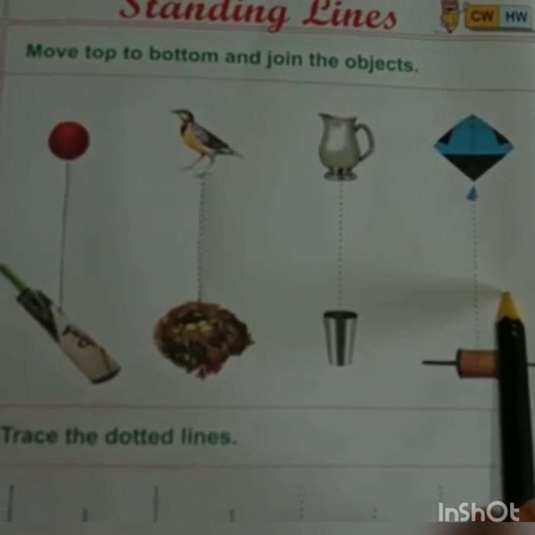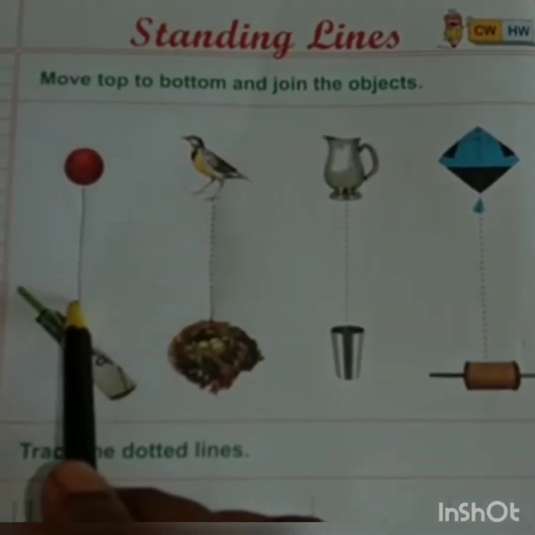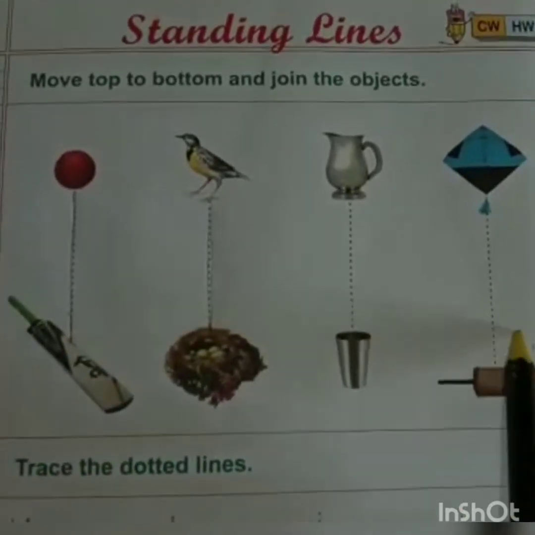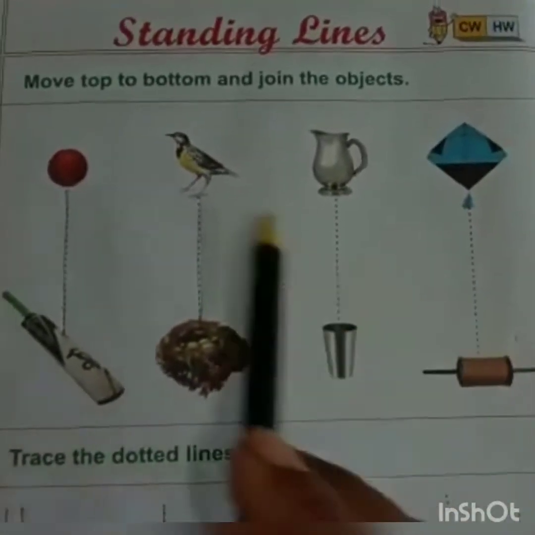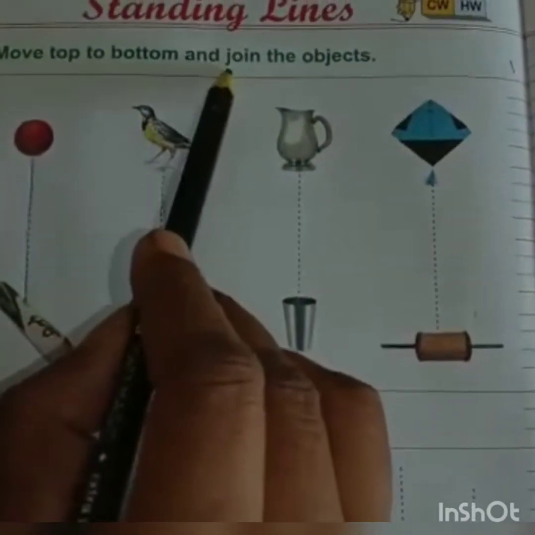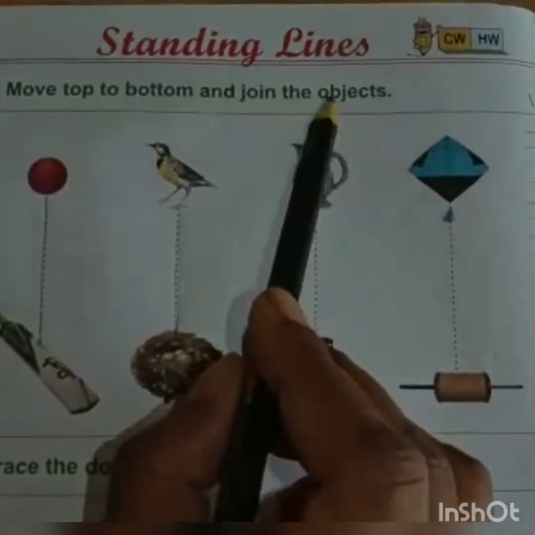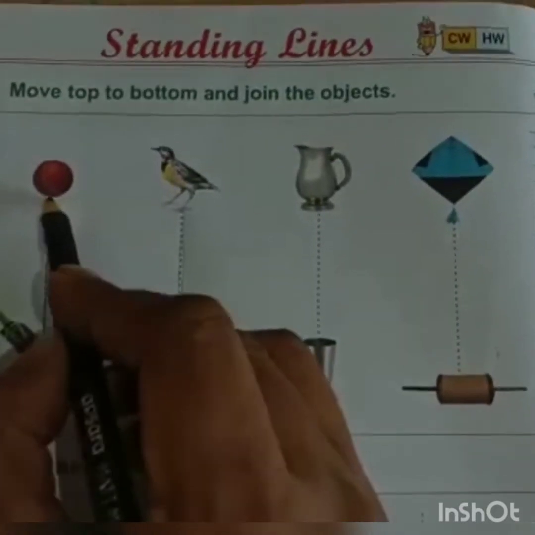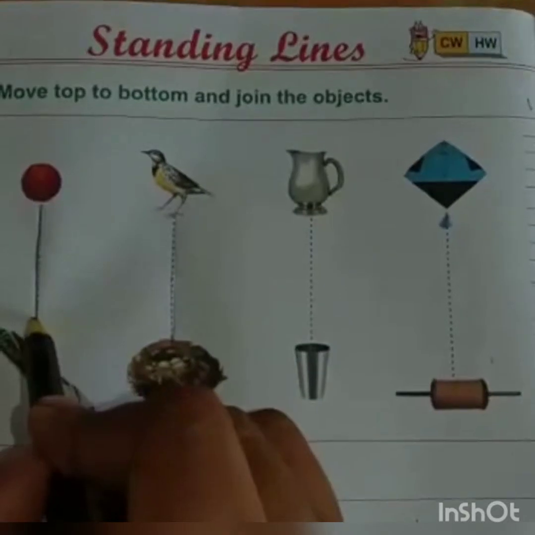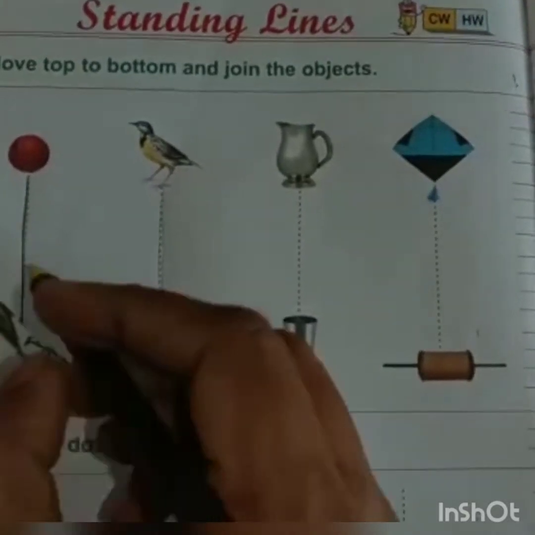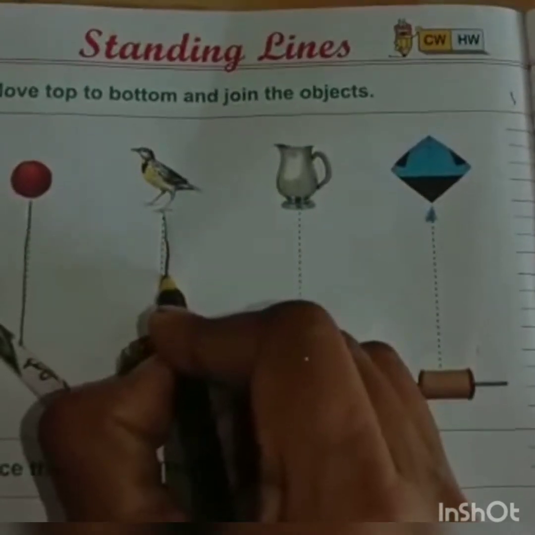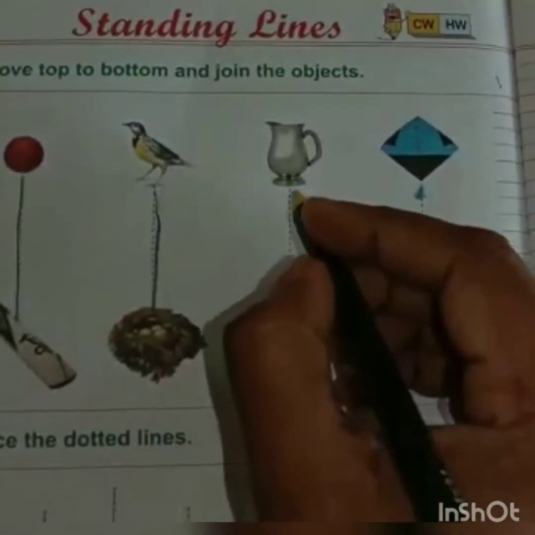These are standing lines. It is also called vertical lines. So, move top to bottom and join the objects. Start from the top and go to the bottom. Okay? Start from the top and go to the bottom.